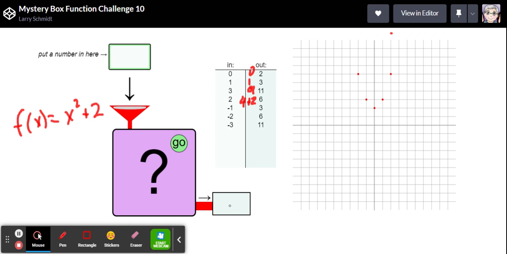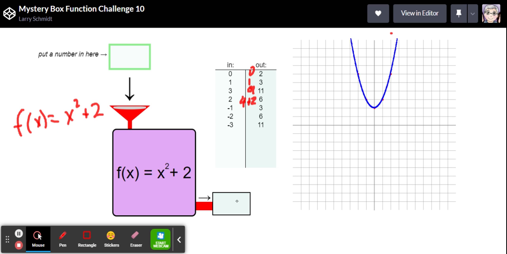Let's go ahead and take a look at this. Let's reveal that. There it is, x squared plus 2. Wonderful. And let's go ahead and graph it while we're at it too.